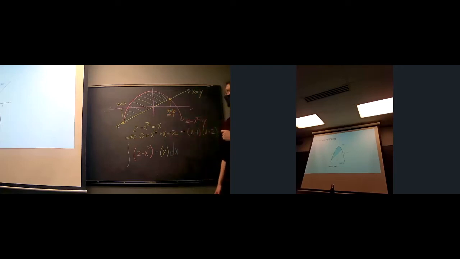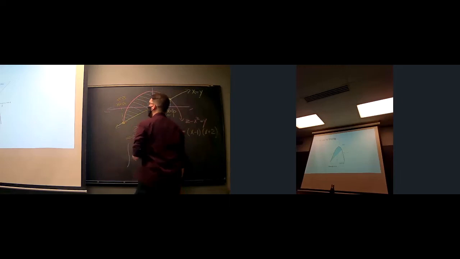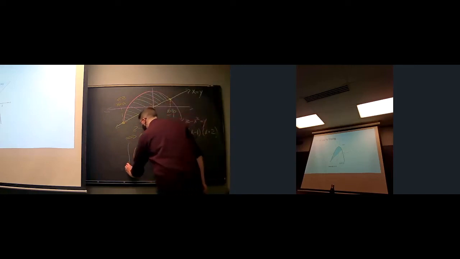Okay, so when is this thing going to be 0? When x is equal to 1, right? And this thing's going to be 0 when x is equal to negative 2. So here, we know that x has to be 1. And over here, we know that x has to be equal to negative 2. So our bounds are going to be from negative 2 to 1.